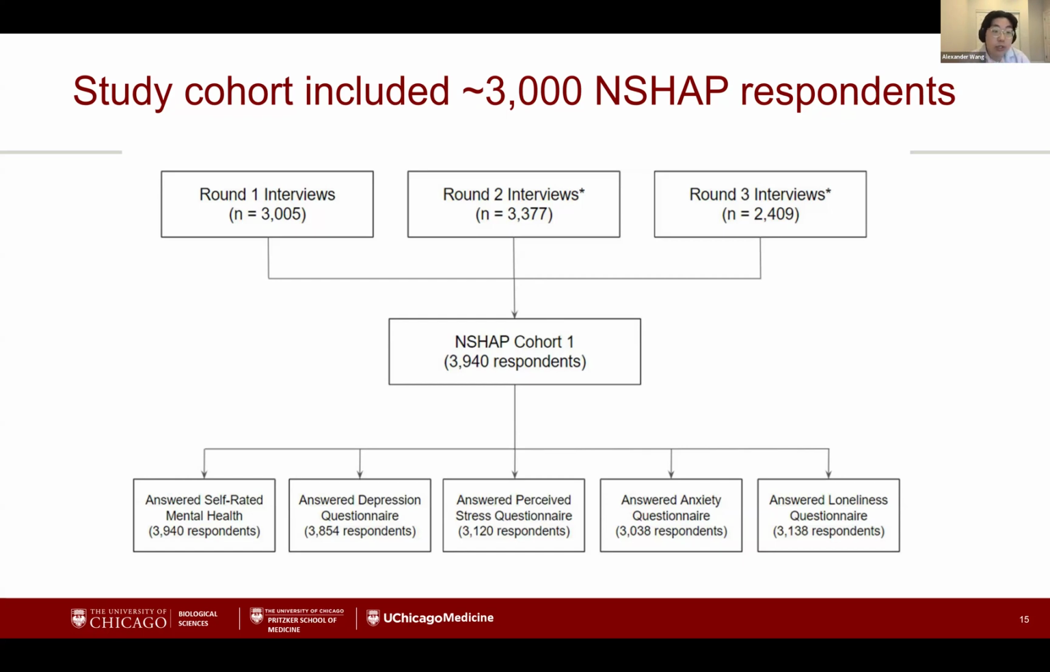And then we looked at which questionnaires they answered, again, because NSHAP is an interview-based study. People can opt in or opt out of certain aspects of it. Fortunately, the majority of people opted to participate, and we had a pretty robust sample size of around 3,000 unique older adults that answered a lot of the questionnaires.